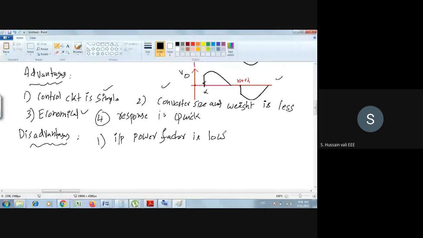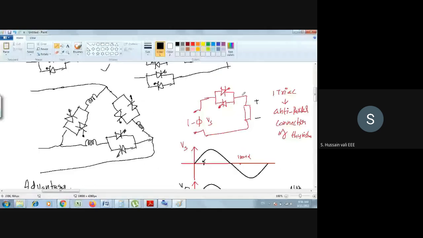How do you say the input power factor is low? Now you see, what is the output voltage here? The output voltage is non-sinusoidal, as I have drawn here. If it is non-sinusoidal, the output current is also non-sinusoidal. If the output current is non-sinusoidal, then the input current is also non-sinusoidal, because if you see this particular circuit diagram, the output current is the same as the input current.